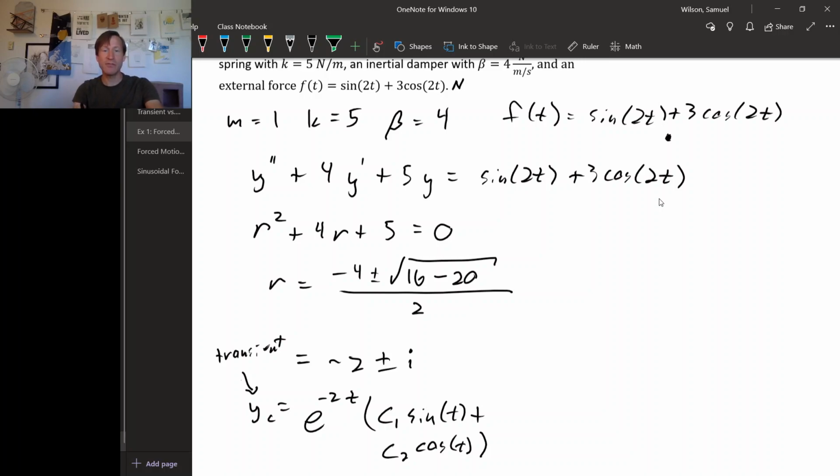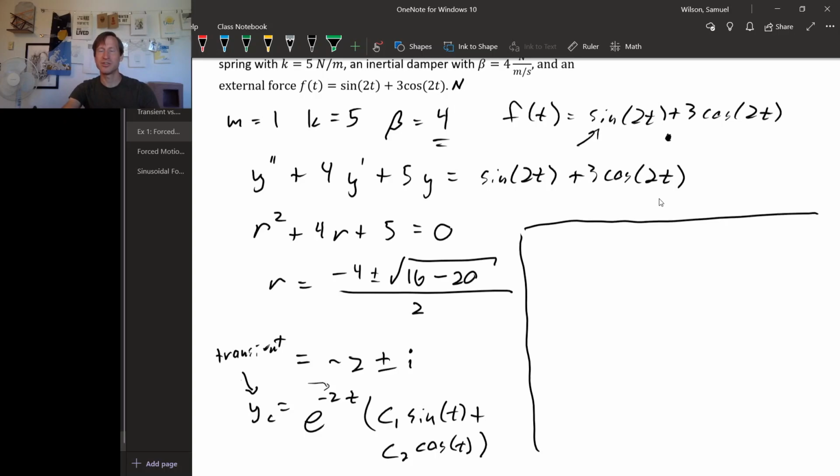Okay, so we have our complementary solution, our transient, and notice that our transient, first of all, is transient because there's this exponential decay, which we knew had to happen because the damping is non-zero. Also notice that the complementary solution does not overlap with our forcing function, so we can use undetermined coefficients and we don't need to multiply by a factor of t when we make our undetermined coefficients guess. Okay, so let's fit undetermined coefficients in here. We'll probably need to scroll down some.